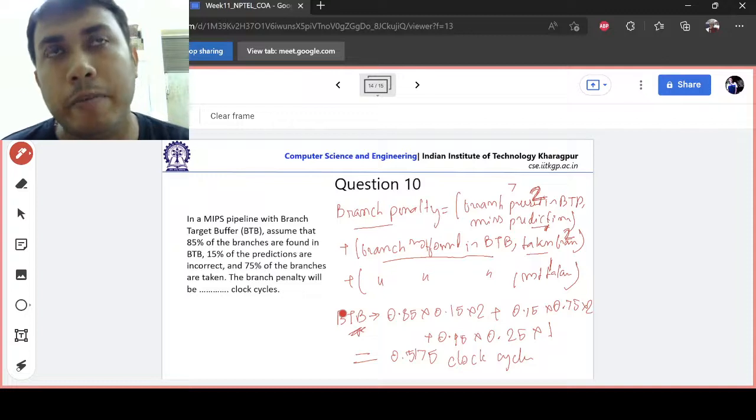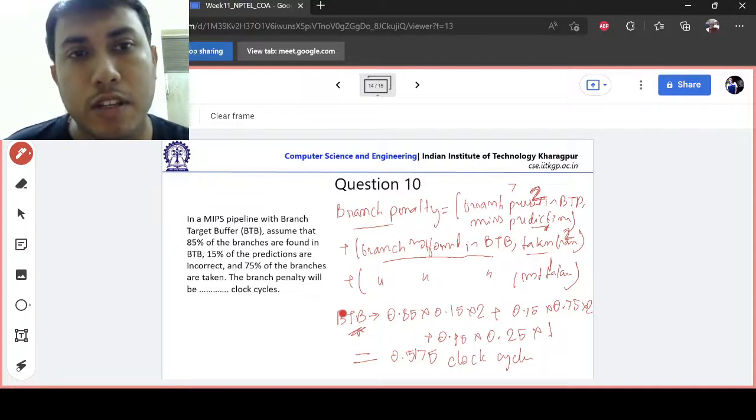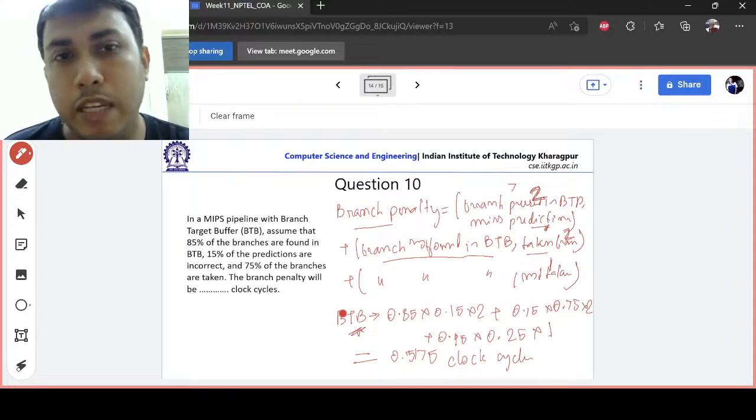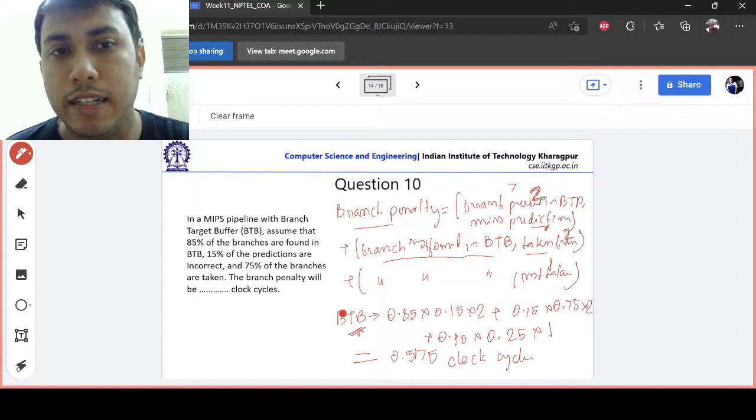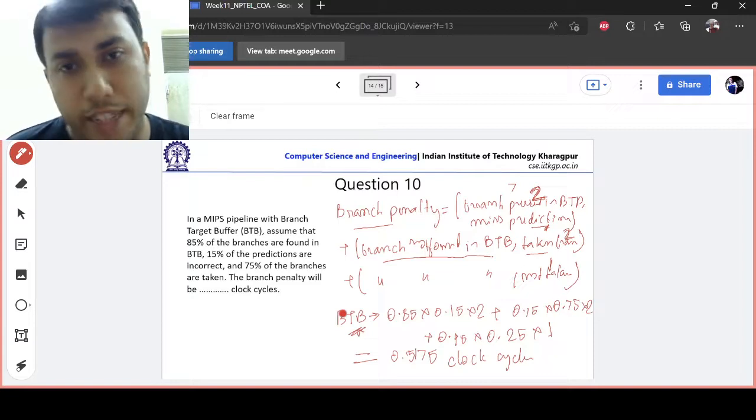So what can be the case? What will be the best case? The branch is present in the BTP and the prediction that is given there is correct. So that is the best case. In that case, there is no penalty. Now let's come to the other cases.